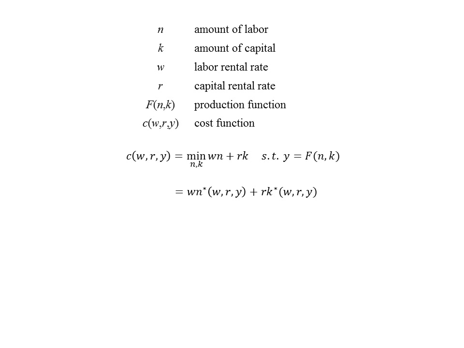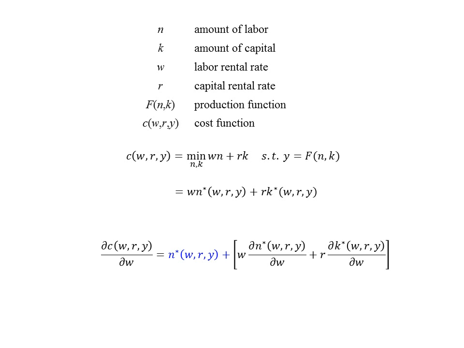Now let's look at the effect of, say, W on C. The tedious method would be to totally differentiate, accounting for the effects of W on the optimum factor demands. The first term on the right is the direct effect of W on cost by making each unit of labor more expensive. The square bracket terms are the indirect effects of W on cost by re-optimizing the factor demands.